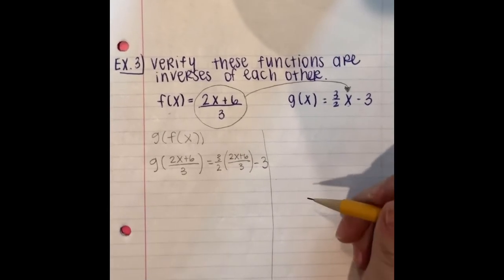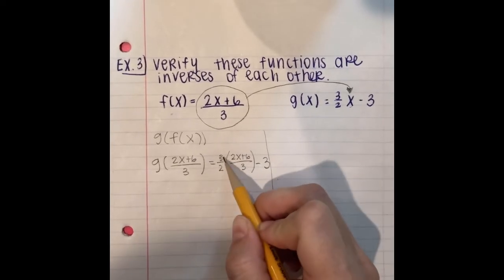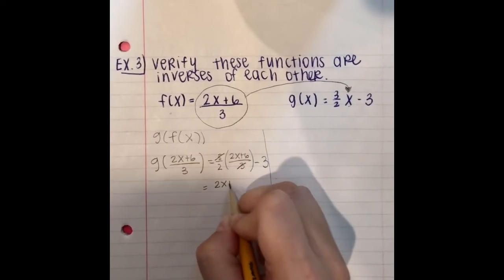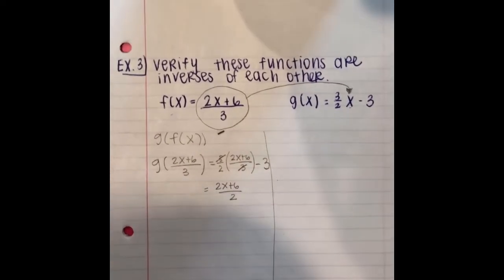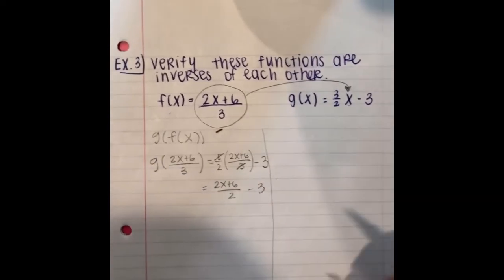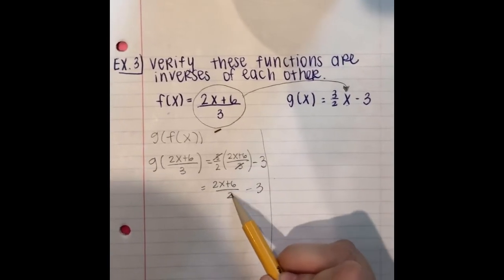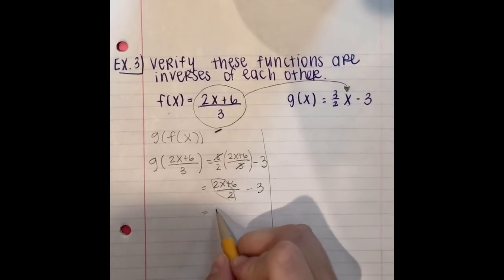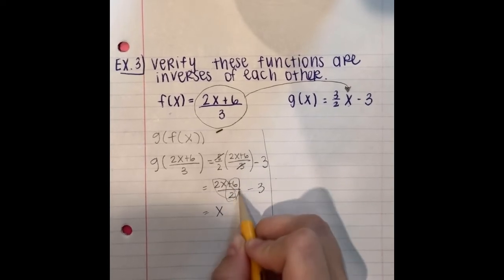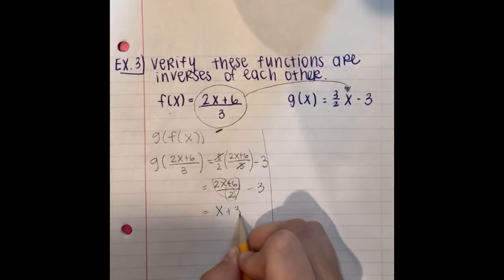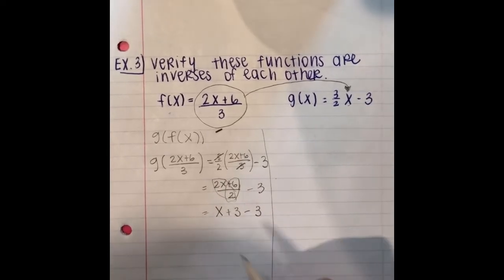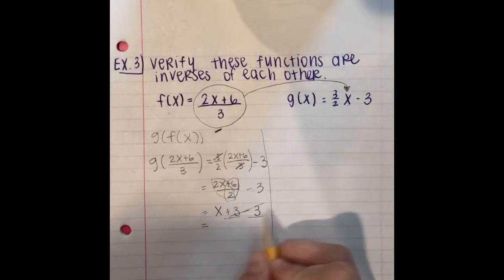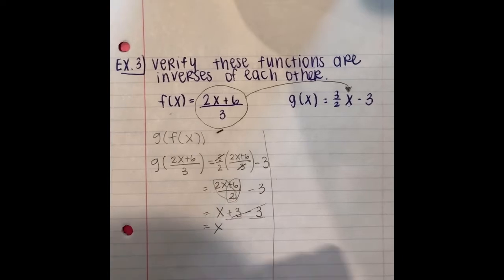So one thing I can go ahead and see is that multiplying by 3 and dividing by 3 would cancel each other out. So then I'm left with a 2x plus 6 divided by 2 minus 3. Then I can see this can simplify because 2 is divisible by 2 and 6 is divisible by 2. So I would have 2x divided by 2 is 1x, and positive 6 divided by 2 is a plus 3, bringing down my minus 3. Combining like terms, a positive 3 minus 3 would cancel out, so we're left with just x.